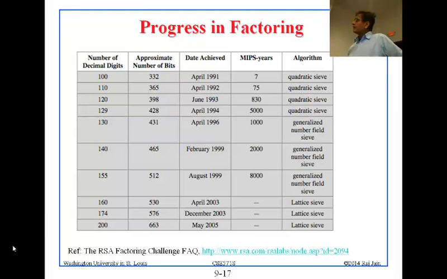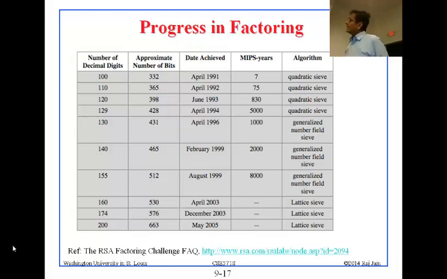So in 1991, you could factor a 100-digit number in 7 MIP years, basically. What that means is if you had one MIP machine, it would take 7 years. But if you had a 7 MIP machine, it would take only 1 year. If you had a 700 MIP machine, it would take 2 days. So that is MIP years. Everybody understands what is MIP? Million instructions per second, right? Like flops, nowadays we use flops, floating point operations per second.